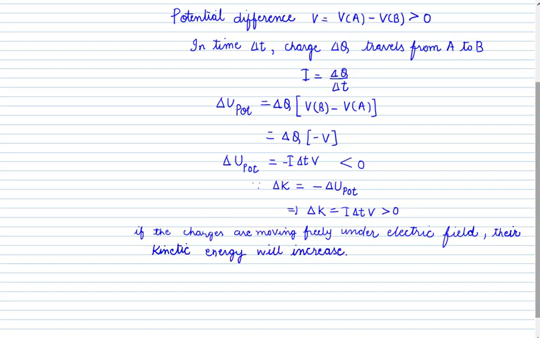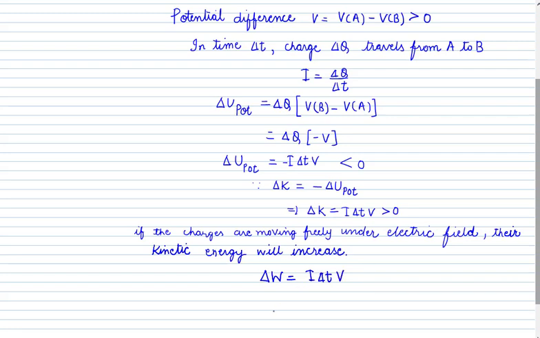So here we have calculated the change in kinetic energy as well as the change in potential energy. So this change in potential energy is always due to the work done. So whatever is the change in potential energy, we calculated as minus I delta T into V, and that corresponds to the work done. So whatever is the work done will always be equal to this value I delta T into V. That is the work done.